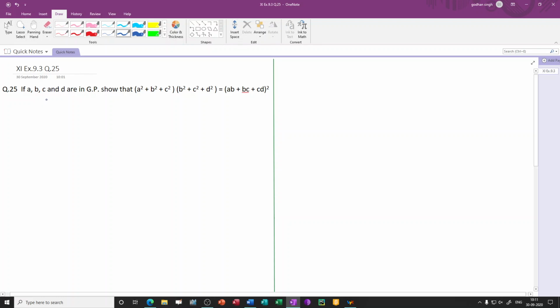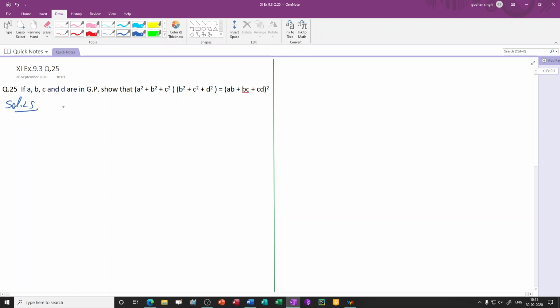Number 25. If A, B, C and D are in GP, prove that (A square plus B square plus C square) multiplied with (B square plus C square plus D square) is equal to (AB plus BC plus CD) whole square. So, solution of 25.